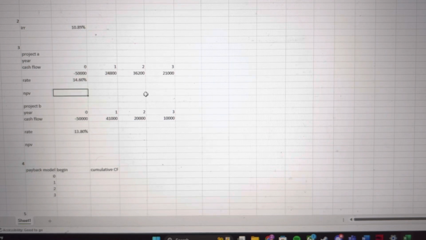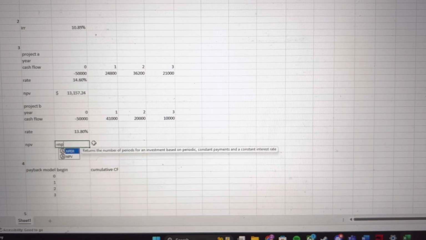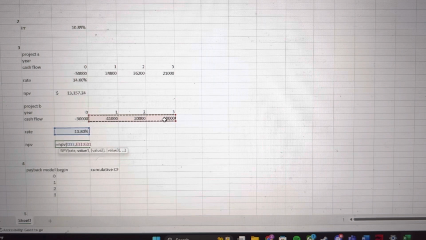We solve for the NPV, get the rate, years 1 through 3, and add year 0 at the end. Project A is $13,157.24. So for project B, it's a value of $8,256.98.